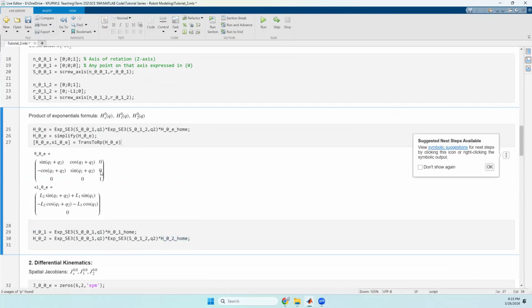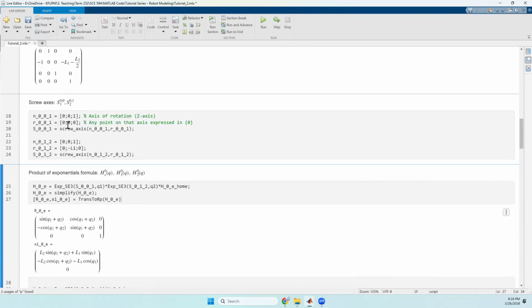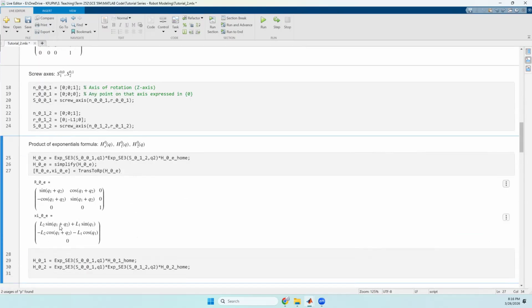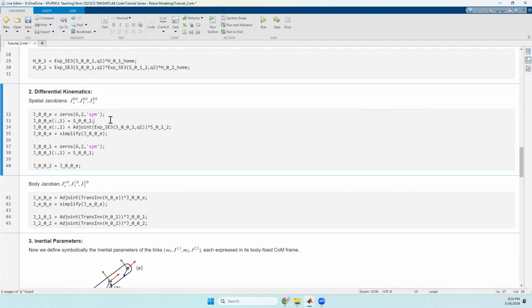Very, very similar to what we had earlier, and they also make sense. You can eyeball them, just take a look at this figure, and you can see that, depending on Q1 and Q2 starting from this home configuration, this is the rotation matrix and the displacement of the end effector. The differential kinematics are exactly the same as what we did earlier. We will also be doing it for the first frame and the second frame. So this is very similar to what we did earlier for the end effector. And this is for the first one, and this is for the second one.